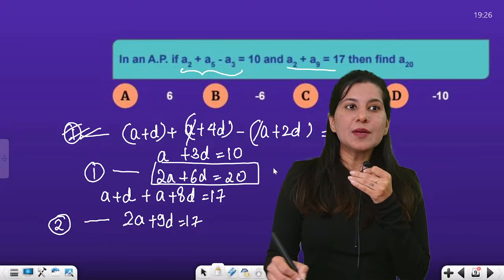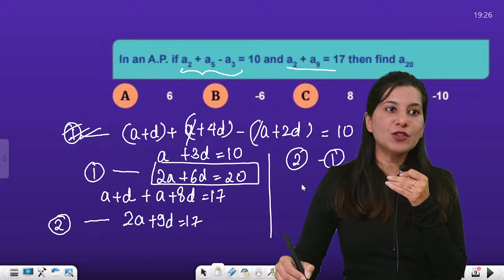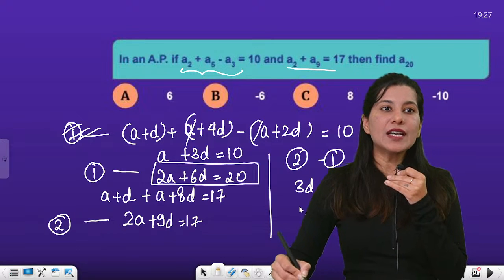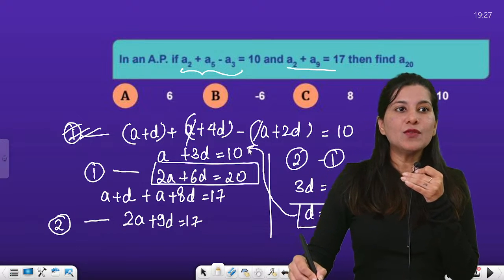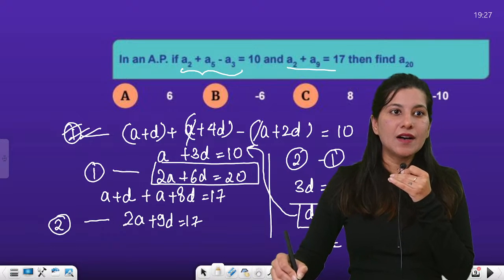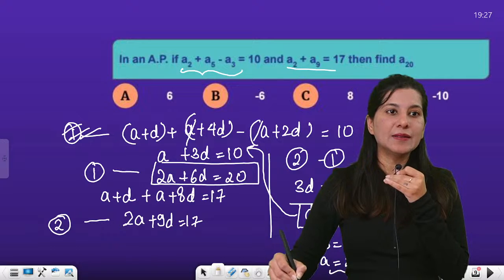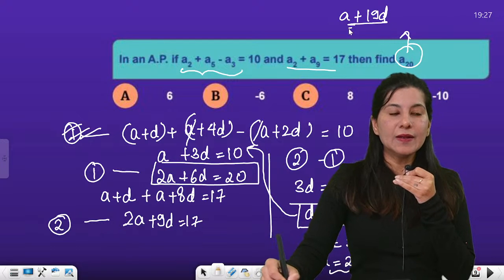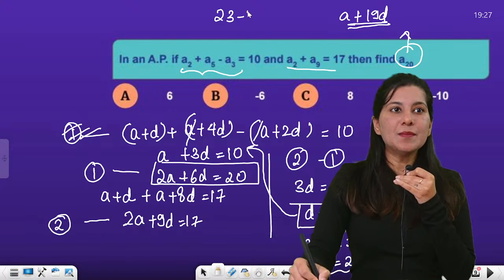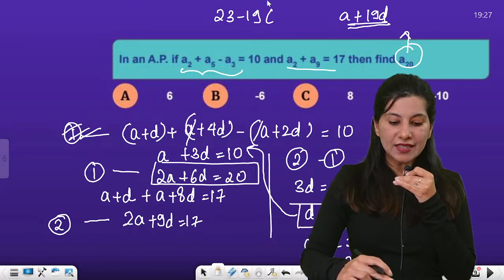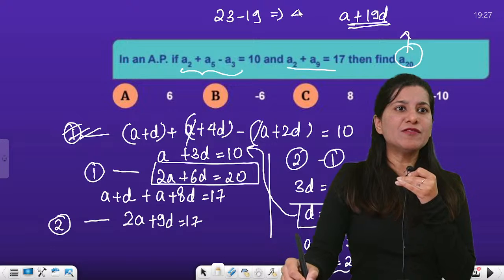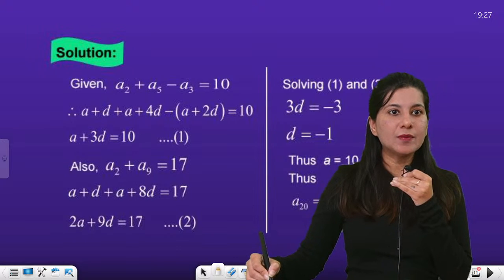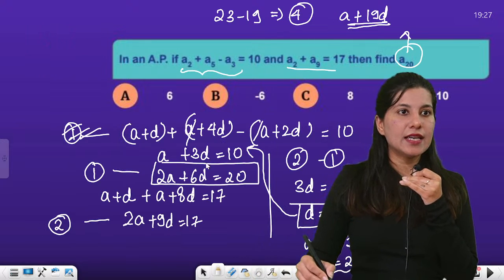Now what you can do is subtract. So second minus first will give you what? 3d is equal to minus 3. d is coming out as minus 1, and just plug in your d over here so that you can get your a. So a is what? A20 they are asking, so A20 will be a plus 19d, and the moment you plug in values, it will be 23 minus 19, so it will be 4. Have I done anything wrong? Minus 6. a is 13, 10 plus 3, right? Yes, a is your 10.